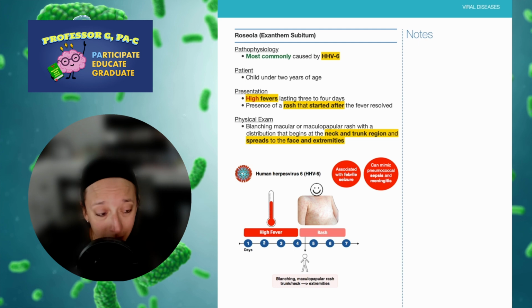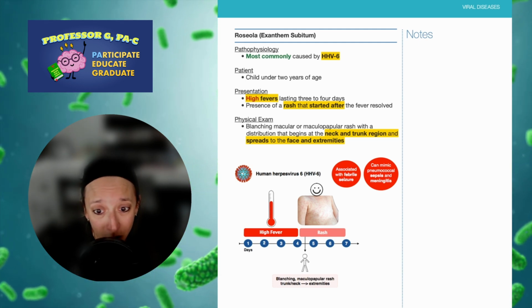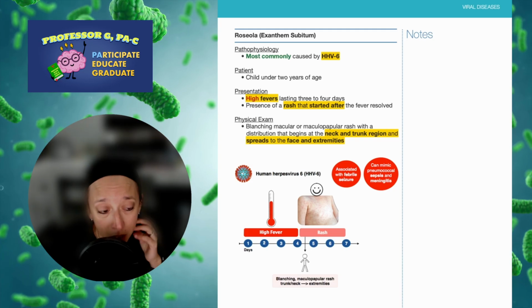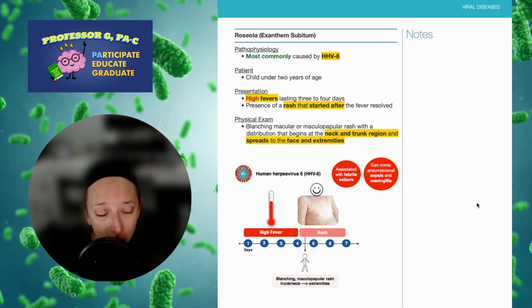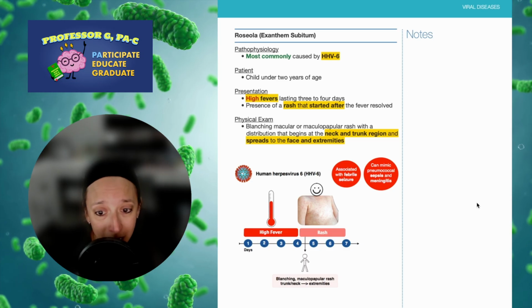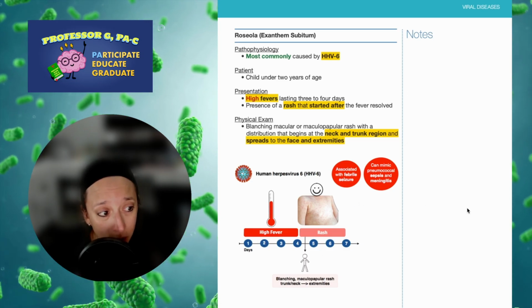This is so classic. My daughter had it actually right around the time that she was getting her baptism, when she was less than a year old, and it was so classic. She had such high fever, and we couldn't figure out why the fever. And then a few days later, the fever went away, and she got this rash. So this is a pretty classic presentation.